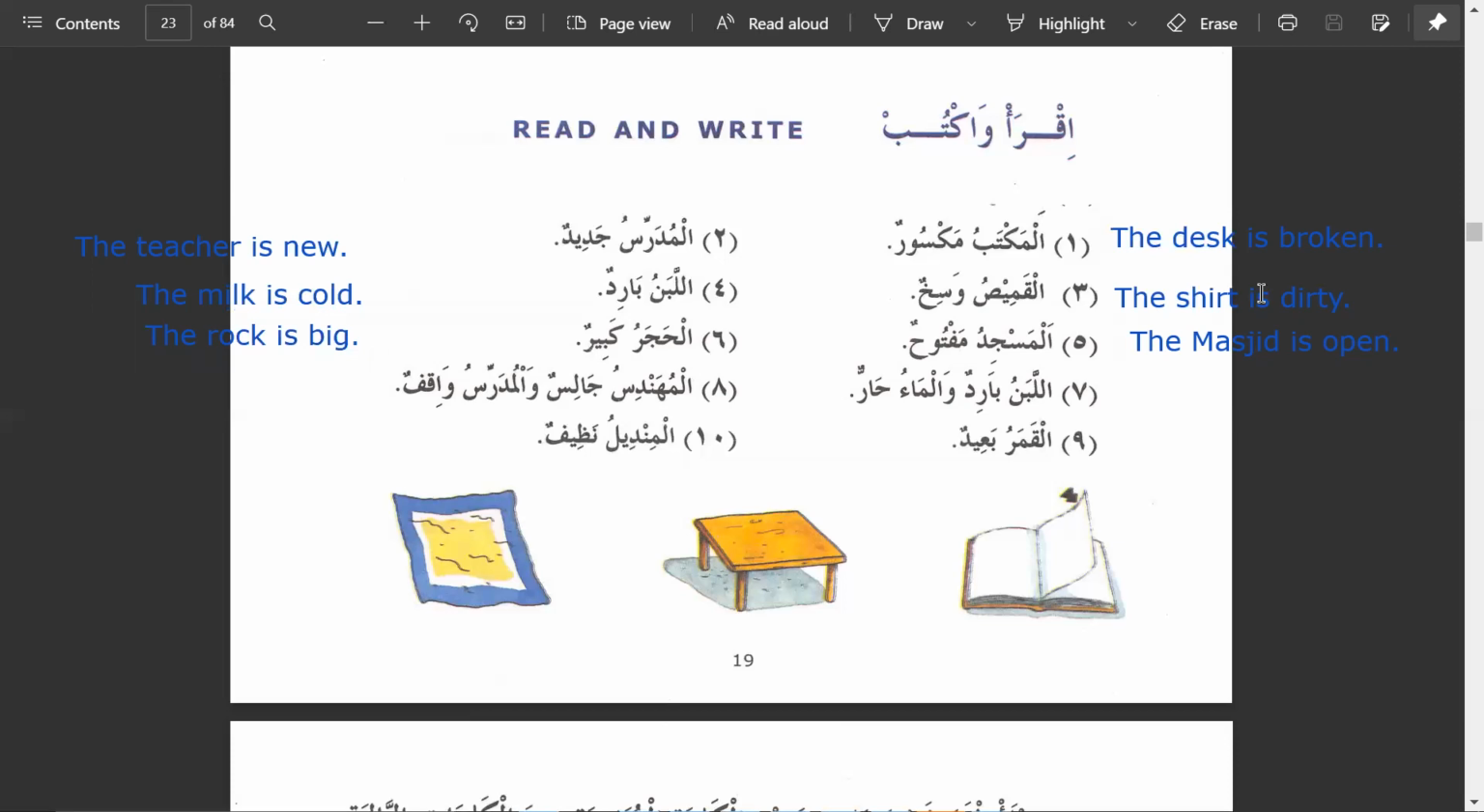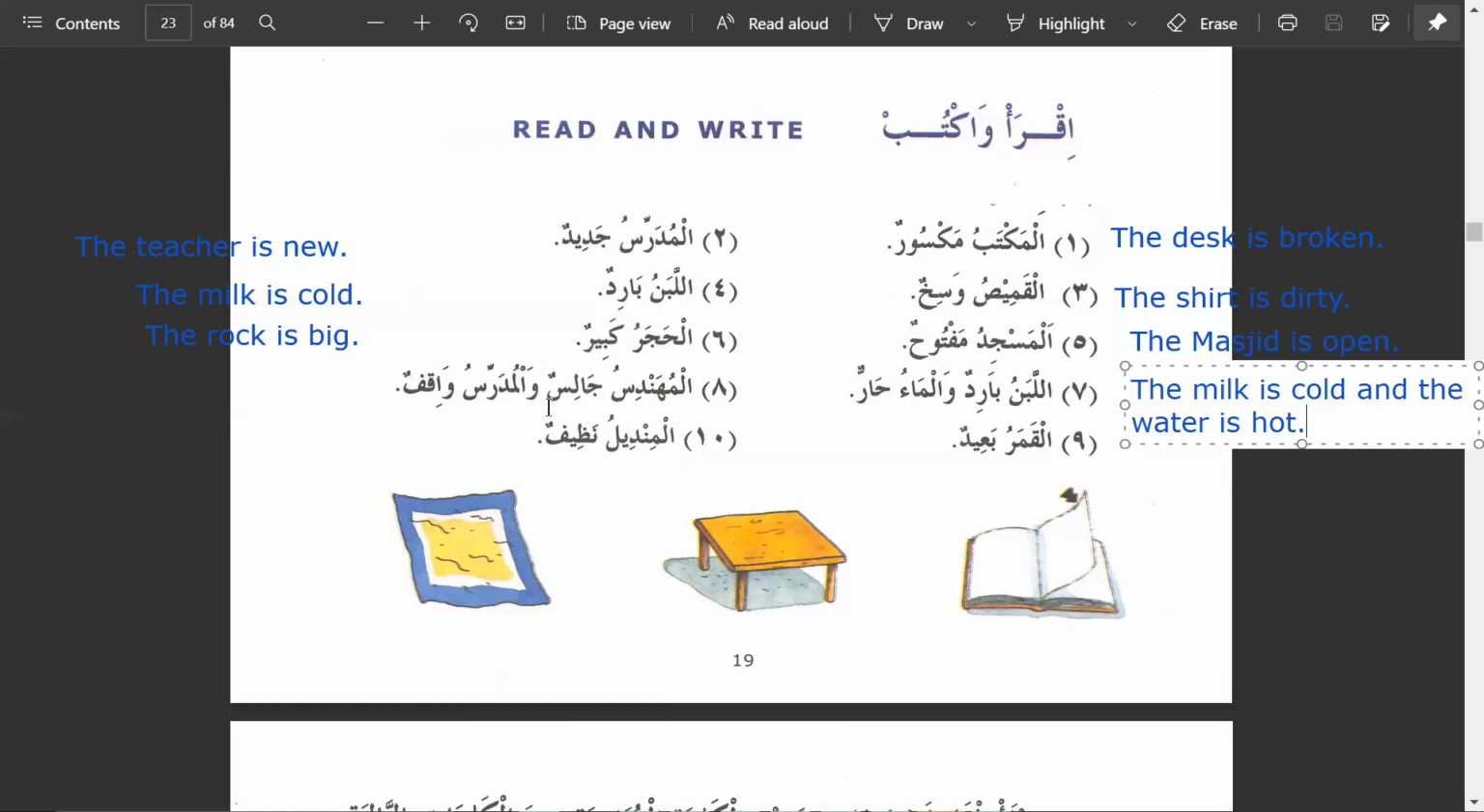When we are done, you are going to take a screenshot of this, so that you can revise at home when you do the homework. It will help you. Okay, here you go. Number 7, al-labanu baridun wal ma'u harun. The milk is cold and the water is hot. Excellent, awesome.